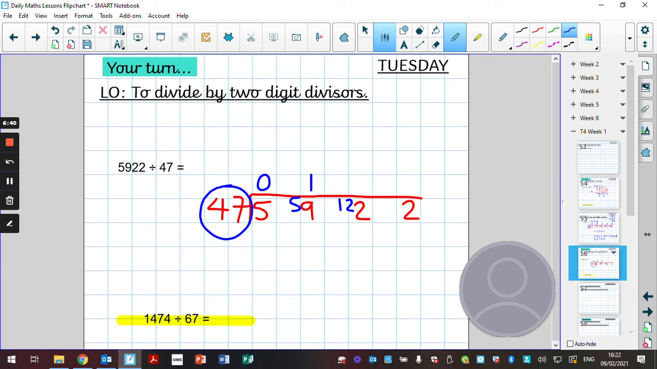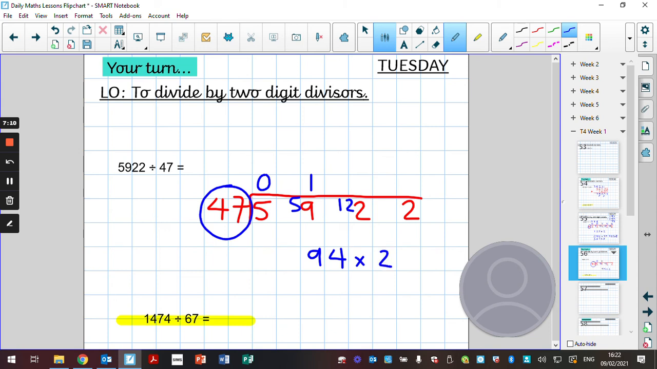Now I need to work out how many 47s in 122. Well, let's have a look. Now, this is where you might want to do your multiplication facts. You know that 1 lot of 47 is 47. What's 2 lots? Well, we double that, don't we? So double 47, we get double 40, which is 80, and then double 7, which is 14. So we get 94, and that is 2 lots.